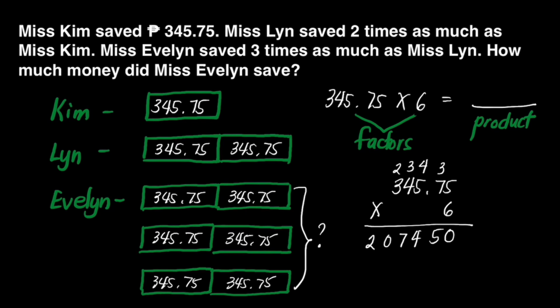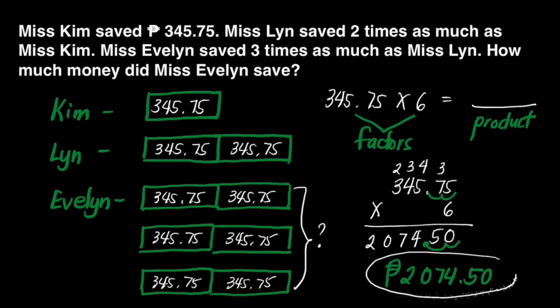Since we have 2 decimal places in our given, that's 1 and 2, it should be reflected also in our answer, that's 1 and 2. Our final answer is 2,074 pesos and 50 centavos. This is the amount Miss Evelyn saved.